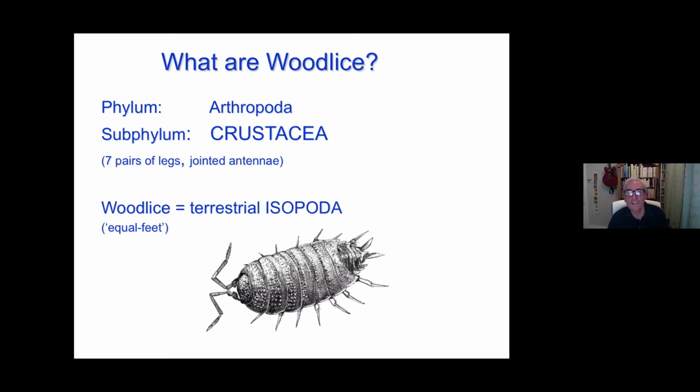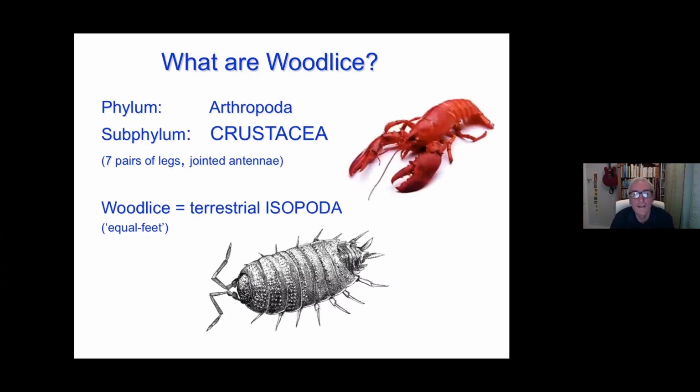They are a crustacean, as I've mentioned. So they are in the crab, lobster, shrimp family. And basically all of those have got seven pairs of legs and some kind of jointed antenna. And yeah, they're functioning on land rather than underwater.